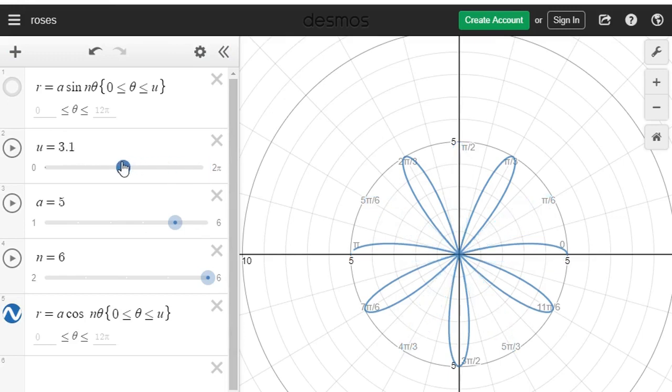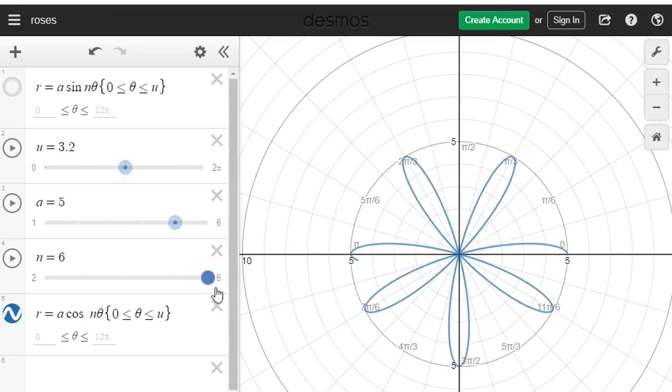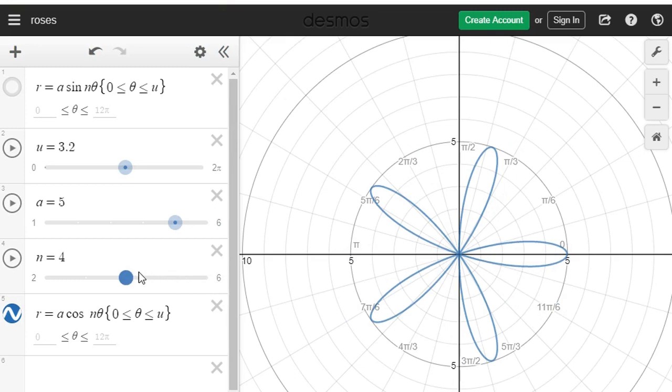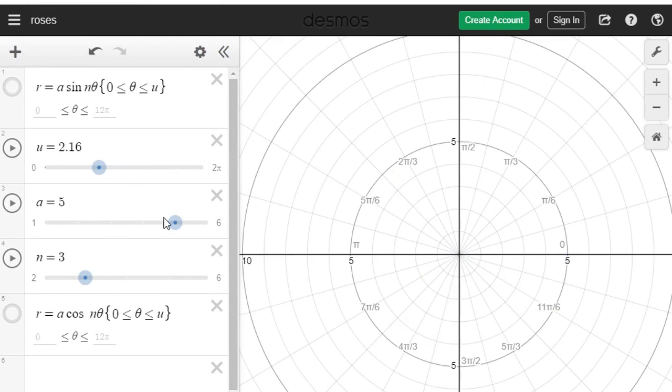Whereas if I have, let's say 5 petals or 3 petals, I don't really need to go any further past pi. So that's kind of an important thing to keep in mind. Now let's go to sine. So 5 sine of 2 theta.